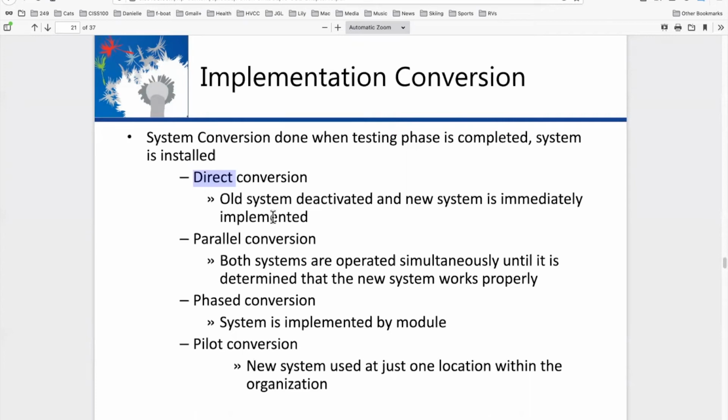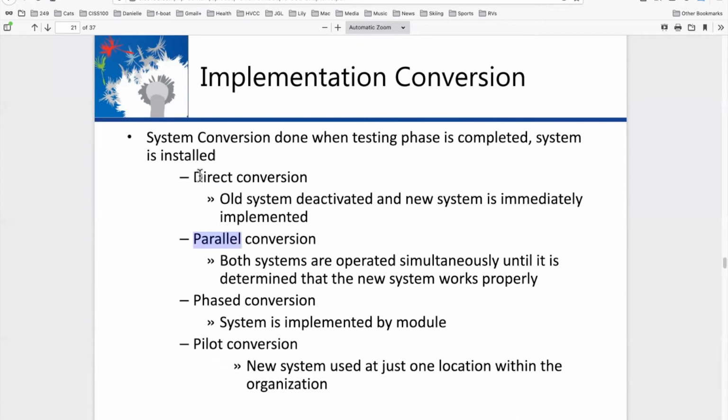The best conversion process is the parallel conversion. I buy all new hardware. I load the new software onto the hardware. Monday morning comes, I turn it on. But should something go wrong, I have that old system there. I turn the new system off. I re-energize that old system.